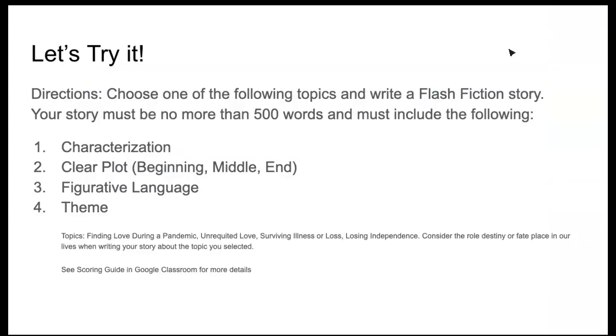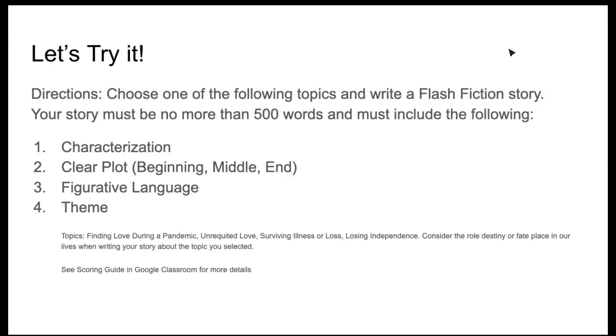So let's try it. So here are your directions for today's lessons. This would be lessons 1 and 2, because in all honesty, if you're going to write a really great flash fiction story, I need you to do some prep. And I didn't include this on the slide, but I first want you to stop and, after you choose your topic, I want you to develop it. You know what? Let's just go through the directions first.